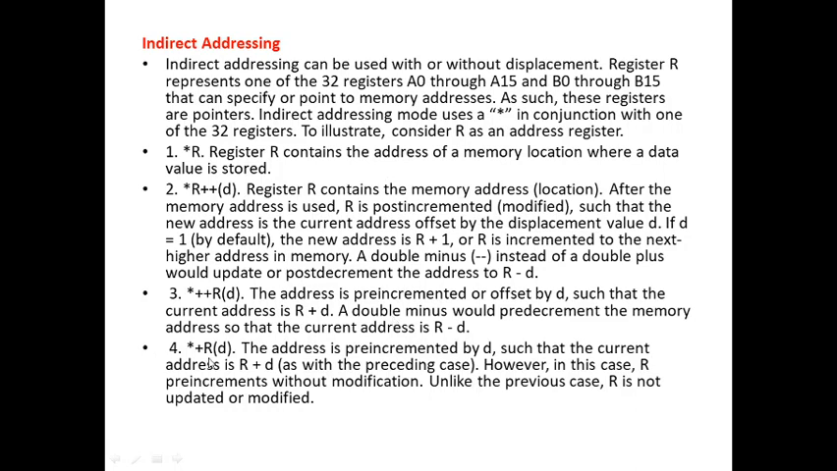Star plus R of D. The address is pre-incremented by D such that the current address is R plus D, as with the preceding case. But the difference from the previous case is that R pre-increments without modification. Unlike the previous case, R is not updated or modified. It just temporarily moves on to the location R plus D.